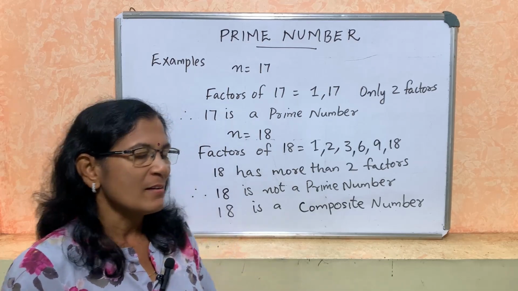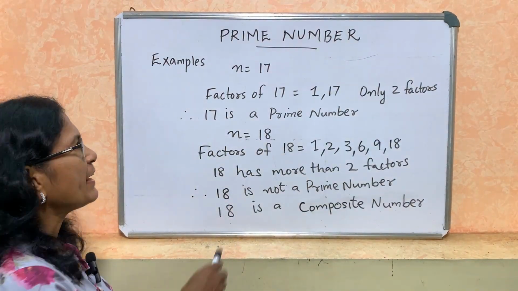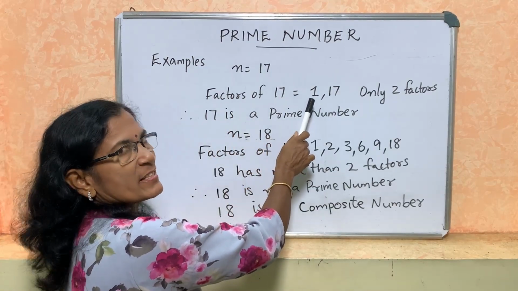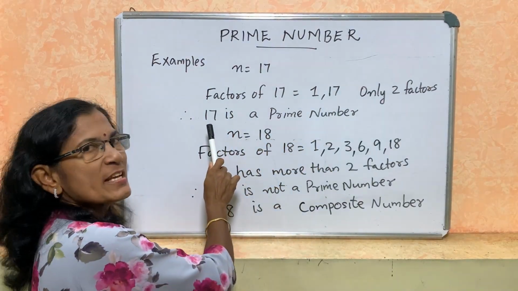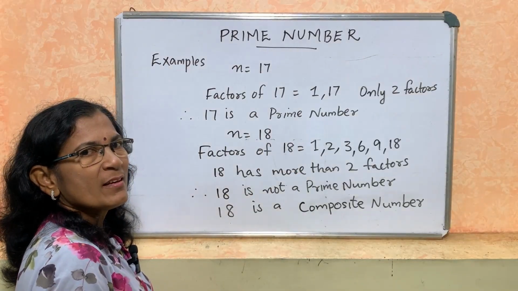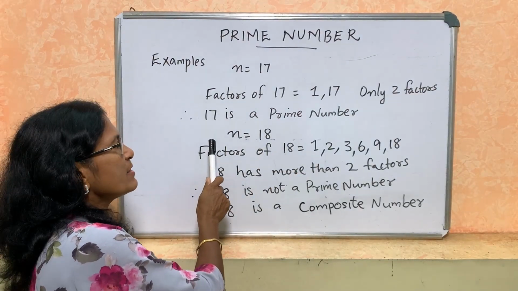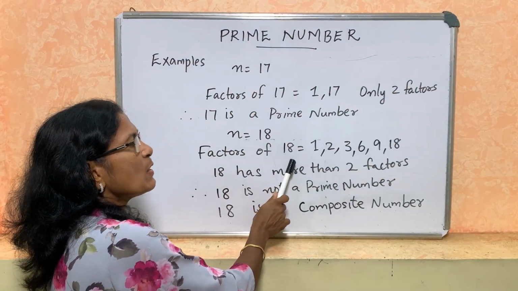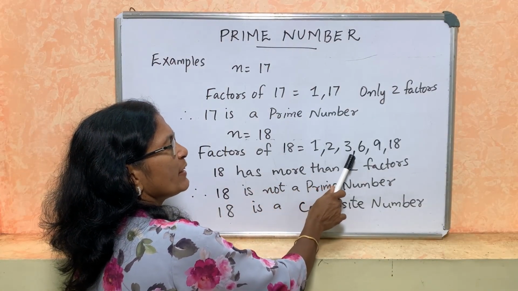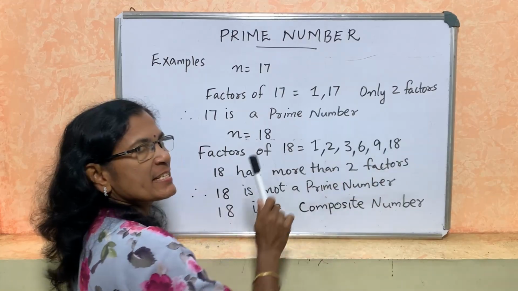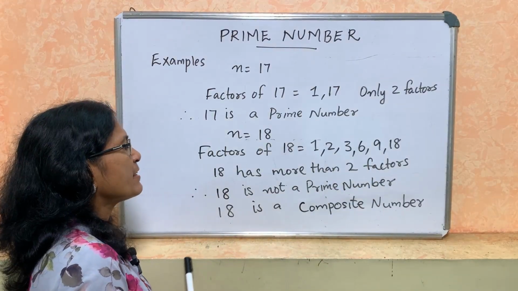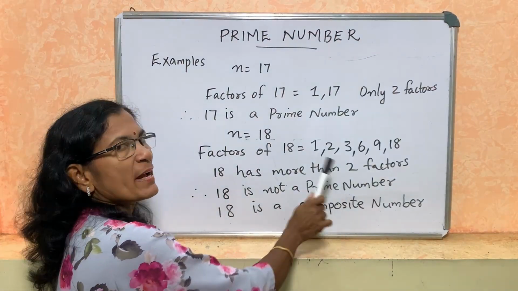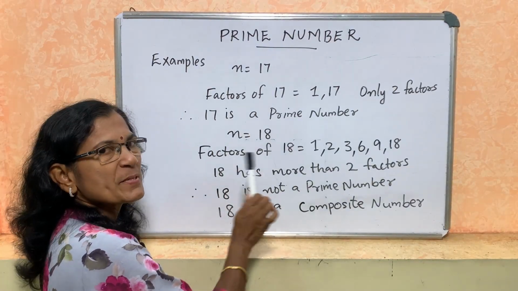For example, let's take the value of n as 17. We know that 17 has only two factors, 1 and 17. So 17 is a prime number. Let's take another example. Say n is equal to 18. When we find the factors of 18, we get 1, 2, 3, 6, 9 and 18. So 18 has more than two factors. So 18 is not a prime number. 18 is a composite number.